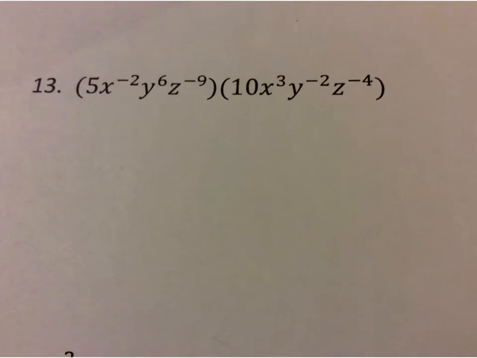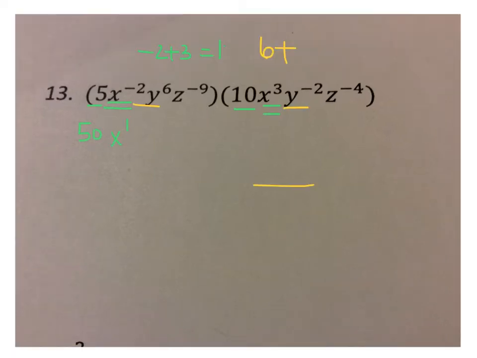All right, number 13. So this is a product rule, parentheses and a parentheses, but we have negative exponents now. So these are one of the new ones. So let's start with the coefficient. We have 5 times 10, that's 50. Then let's look at our x's. So if we have x to the negative second and x to the... Okay, not quite sure where I stopped that at.